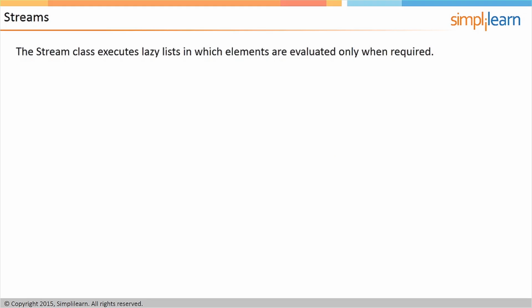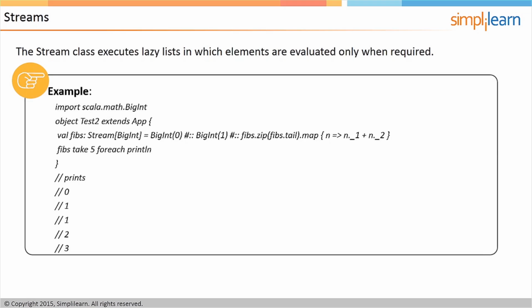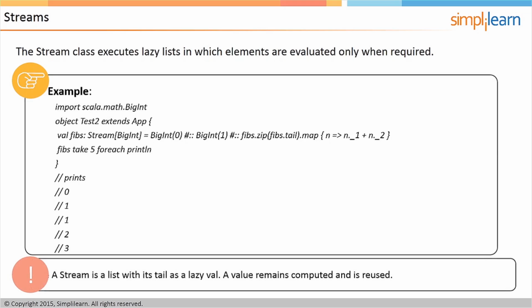The stream class executes lazy lists in which elements are evaluated only when required. An example is given on the screen. Note that in Scala, a stream is a list with its tail as a lazy value. A value remains computed and is reused. In other words, the values are cached.